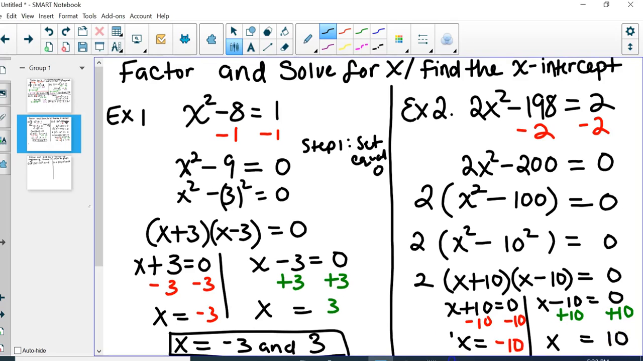So I have my two answers. x is equal to negative 10 and positive 10. Those are the two things that, if I plug them in here, will make this equation true. And I have my final answer. Now, notice this answer is the opposite of this plus 10, and this positive 10 is the opposite of this minus 10. So it's always going to be like that when it comes to these.